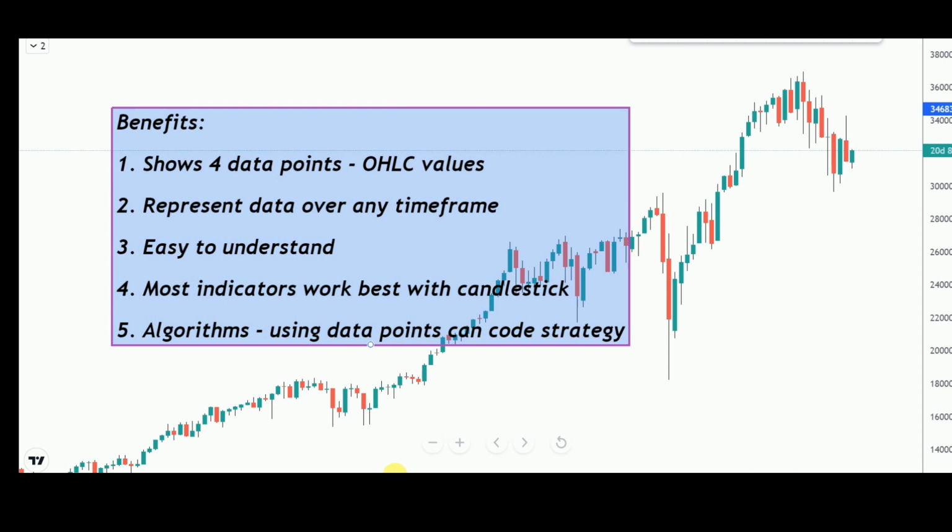There are a lot of benefits of using the candlestick charts. It shows the 4 data points, that is OHLC values. It also helps us to represent the data over any time frame, that is daily, weekly, monthly, like that. Candlestick chart is very easy to understand. Most of the indicators work best with the candlestick, and there are algorithms which use these data points, so we can code our strategy and build our algorithmic trading.